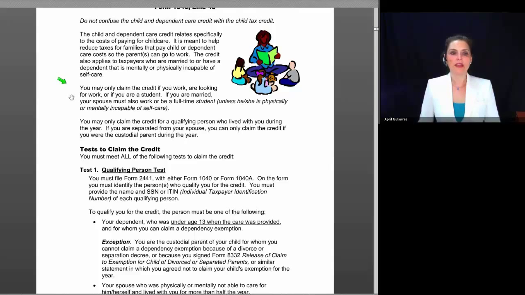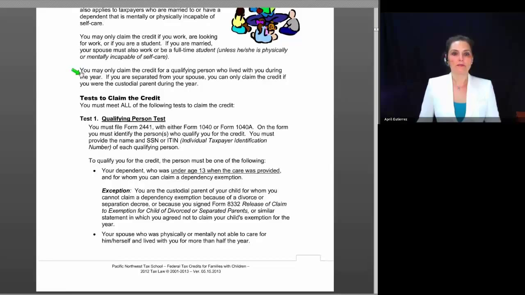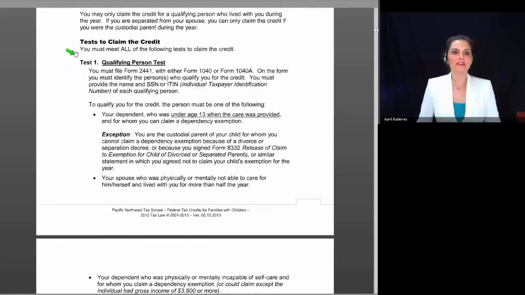But if you're married, your spouse must also work or be a full-time student, unless he or she is physically or mentally incapable of caring for themselves. You may only claim the credit for a qualifying person who lived with you during the year. If you are separated from your spouse, you can only claim the credit if you were the custodial parent during the year. Tests to claim the credit.